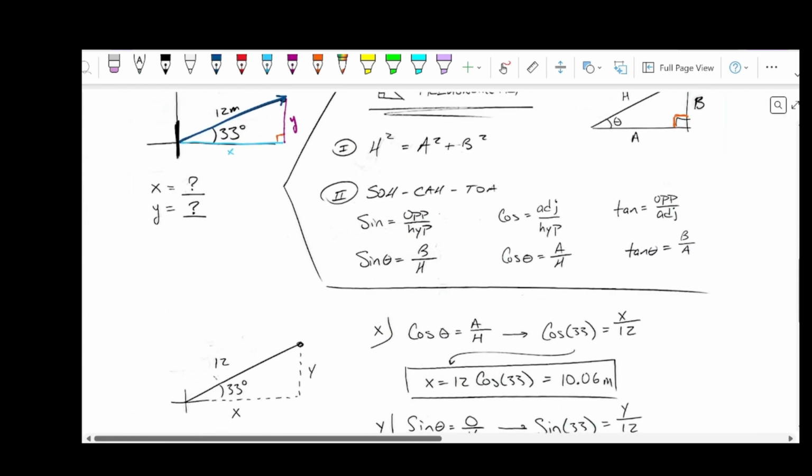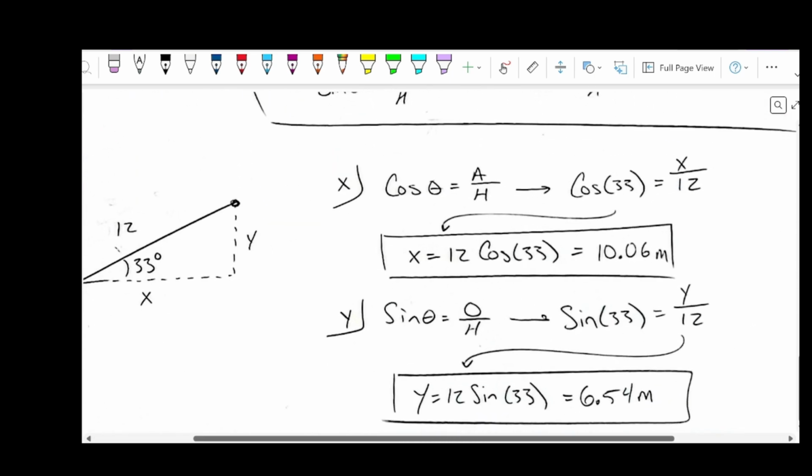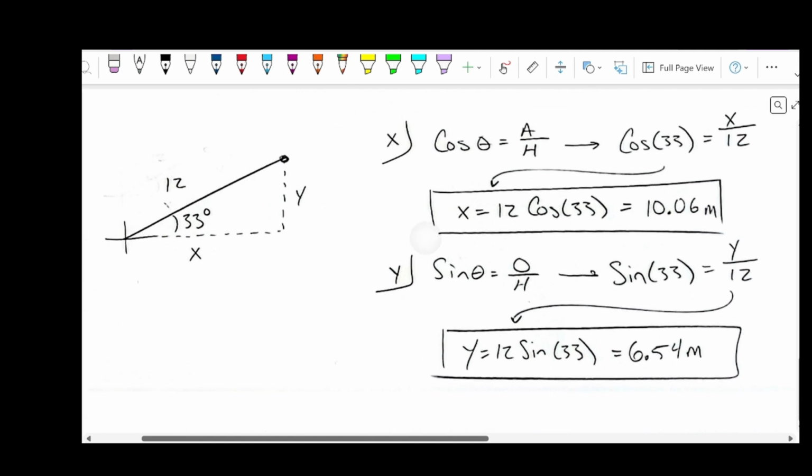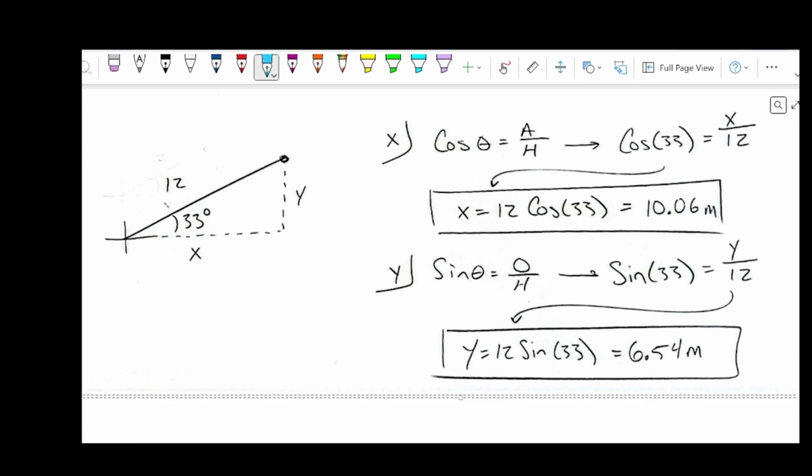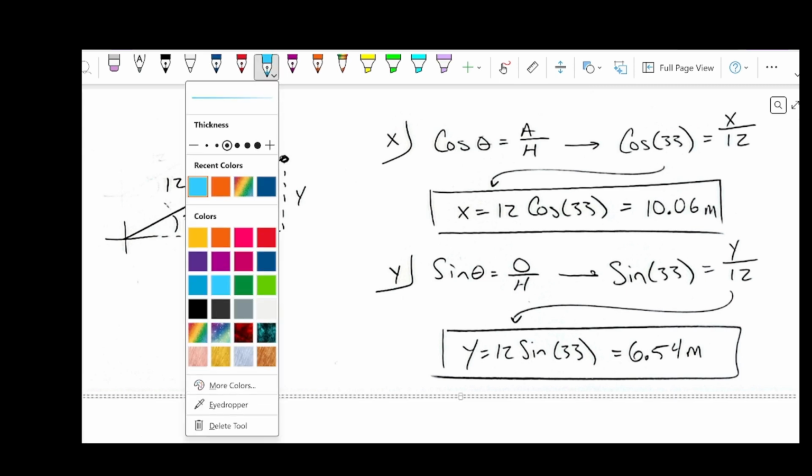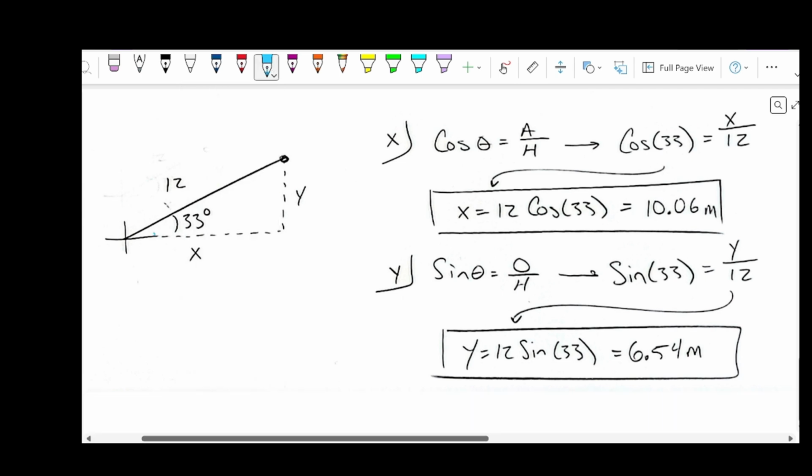So let's look at our solution. You can see it very directly applies. If I draw up exactly what I drew before, I got my 12, I got my angle of 33, and I've already drawn my subtended x and y. So let's first focus on the x.